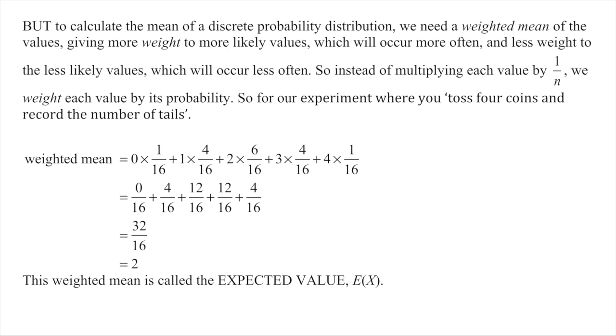So let's go back to our toss 4 coins scenario. If I flip 4 coins and I said, what would I expect to actually happen? Would I expect to get 0 tails, 1 tail, 2 tails? Let me just go back.